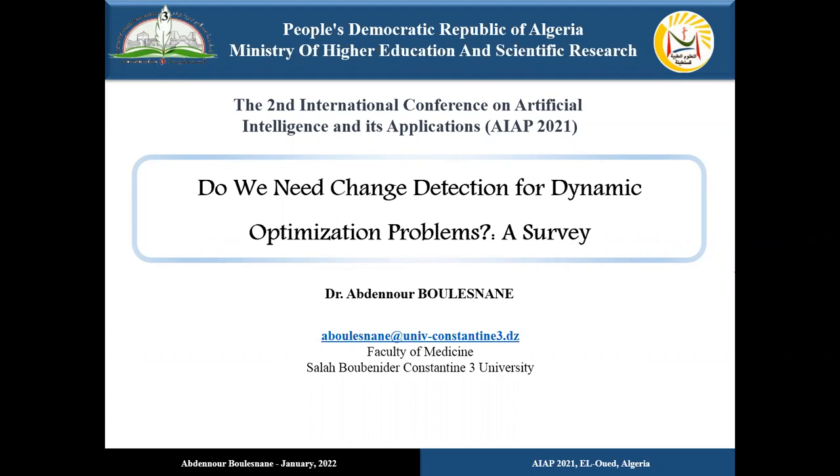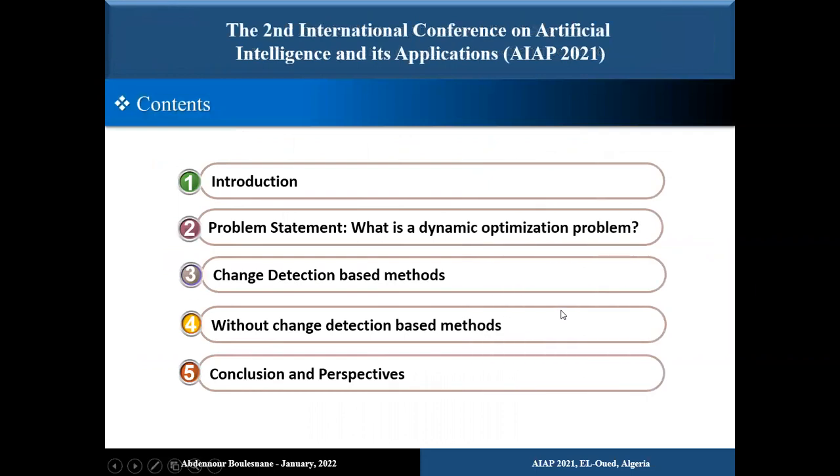Happy to present today my work entitled Do We Need Change Detection for Dynamic Optimization Problems? A survey. Firstly, we will start by presenting a general overview about dynamic optimization. After that, we will move to explain the problem statement and to raise the following question: what is a dynamic optimization problem? Next, we will talk about change detection and without change detection based methods. Finally, we end this presentation with a conclusion and some perspectives.